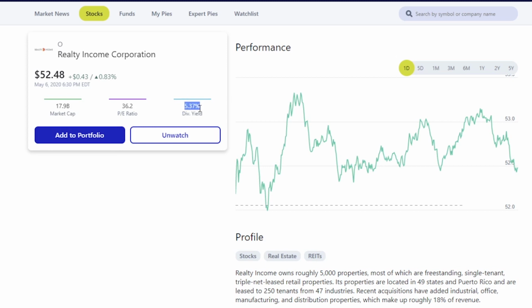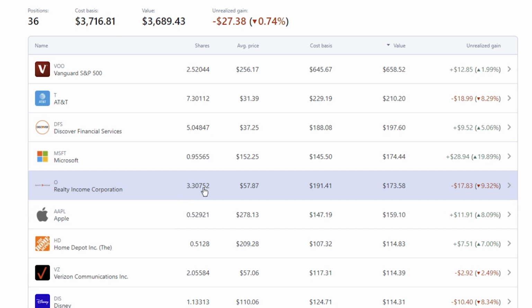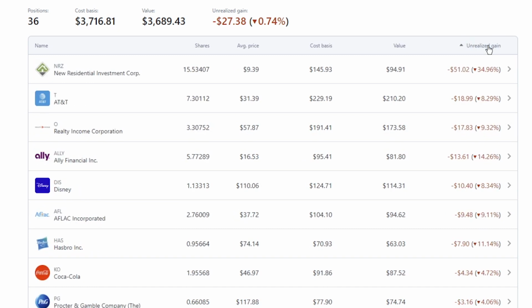So yeah, their dividend yield is 5.37, which is pretty nice at that price point. And I have about 3.3 shares currently. So if I keep buying into that company, I am of course going to dollar cost average, but I'll also get more of my dividends faster.